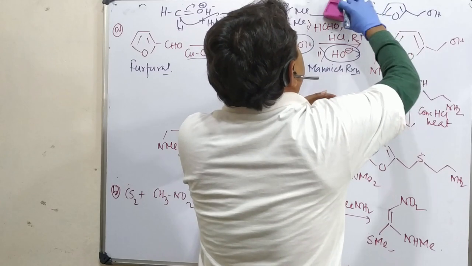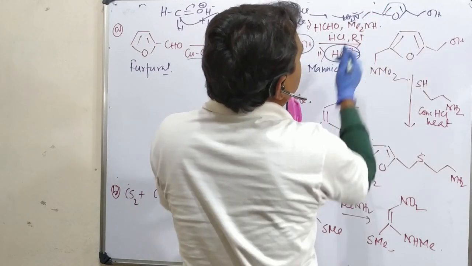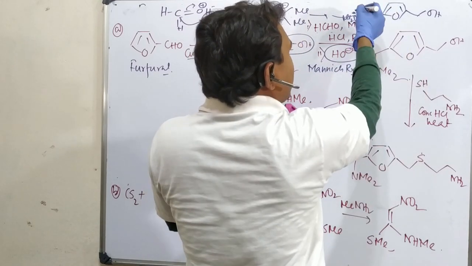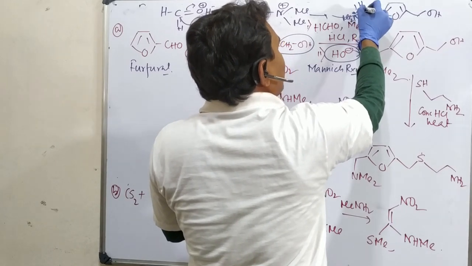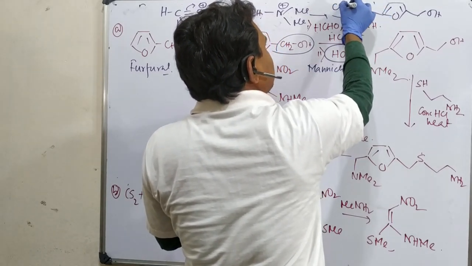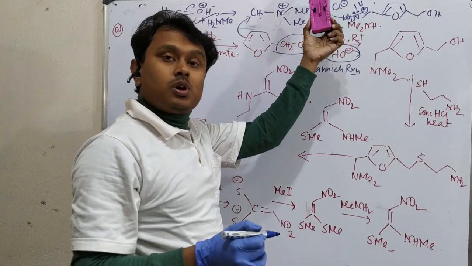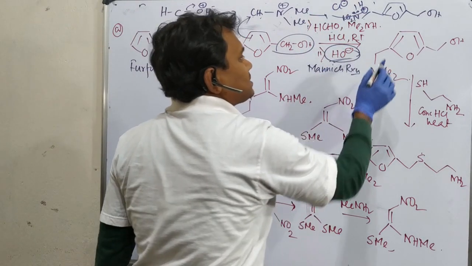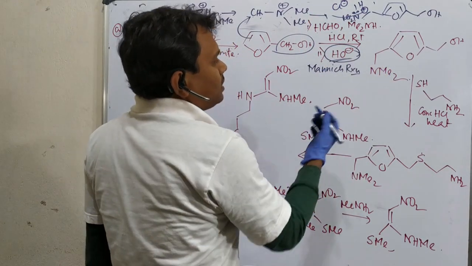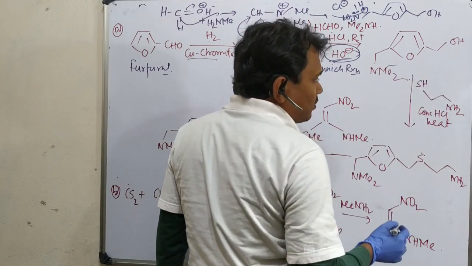Okay, I'll explain. This NMe2 lone pair is there. That lone pair adapts with hydrogen, H plus, along with Cl minus. And this one molecule of acid is removed by the base. Okay, so this is formed. In the next step, what happens?